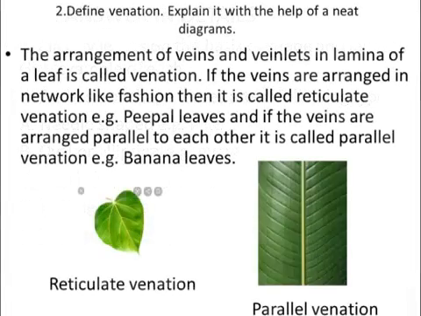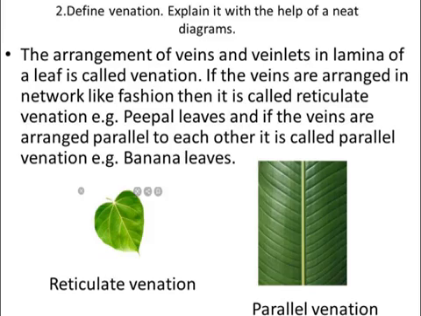Number 2, define venation. Explain it with the help of a neat diagram. The arrangement of veins and veinlets in the lamina of a leaf is called venation. If the veins are arranged in a network-like fashion, then it is called reticulate venation. Example, peepal leaf. And if the veins are arranged parallel to each other, it is called parallel venation. Example, banana leaf. The pictures are included here. There is no need to draw the pictures, they are just for your understanding.